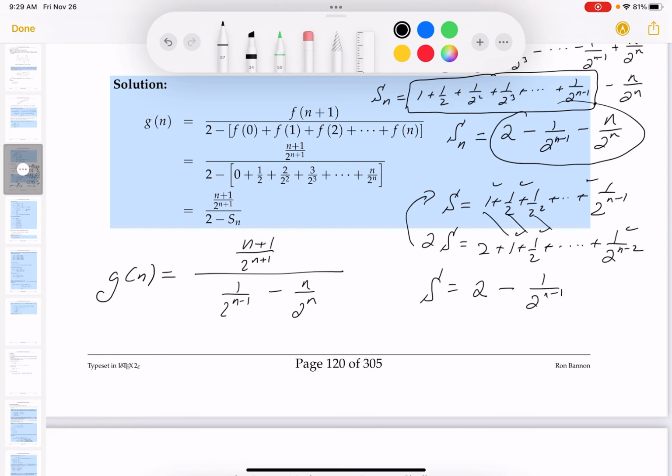Let me multiply top and bottom by 2^(n+1). This is work, isn't it? And what do you get? G of n equals n plus 1, and I'm going to multiply the bottom by 2^(n+1). And that's going to be n plus 1 minus n plus 1. And the n's cancel off, and you get 2. So that's going to be 2 squared, which is 4, minus n, and that would give you 2. All right, so I get a nice easy formula, n plus 1 over 4 minus 2n.